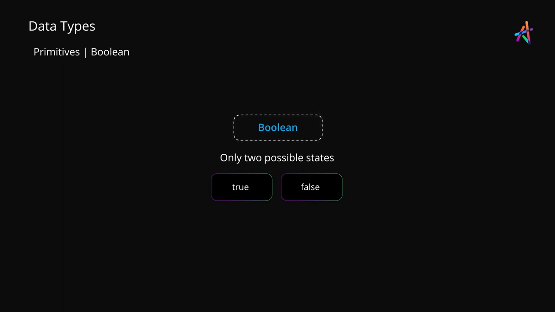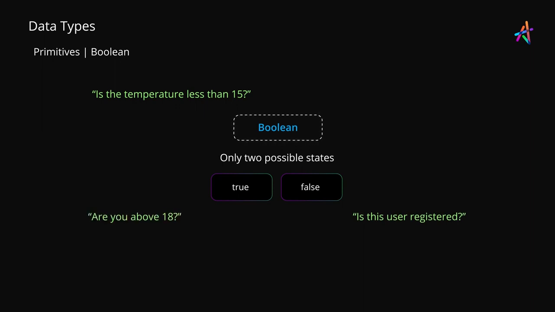You also have decisions such as, is the temperature less than 15? Or is this user registered? Or are you above 18 years of age? The answer to all these and similar questions can be expressed in a yes or no or true or false. Decision making, in fact, relies on Boolean true or false values, as you will soon discover.